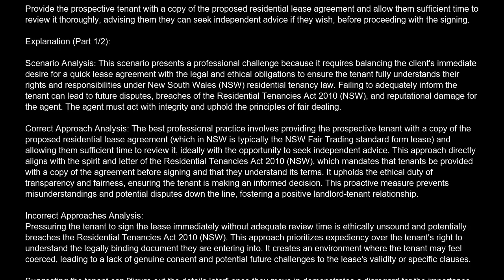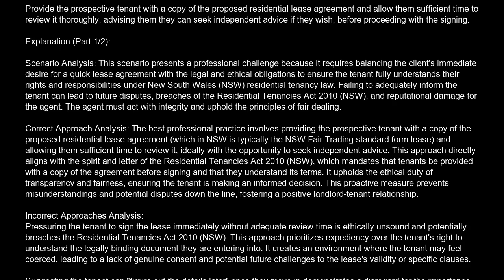Explanation. Scenario analysis. This scenario presents a professional challenge because it requires balancing the client's immediate desire for a quick lease agreement with the legal and ethical obligations to ensure the tenant fully understands their rights and responsibilities under New South Wales (NSW) residential tenancy law. Failing to adequately inform the tenant can lead to future disputes, breaches of the Residential Tenancies Act 2010 NSW, and reputational damage for the agent. The agent must act with integrity and uphold the principles of fair dealing.